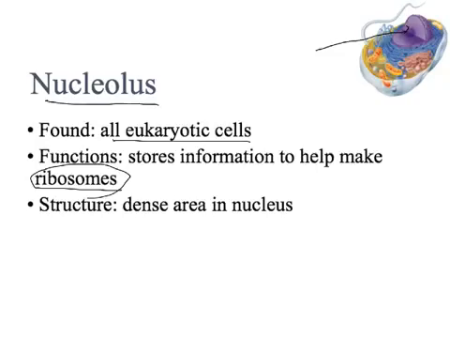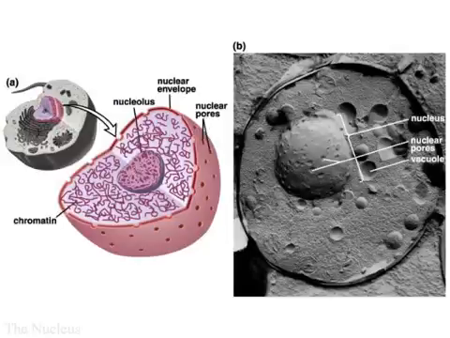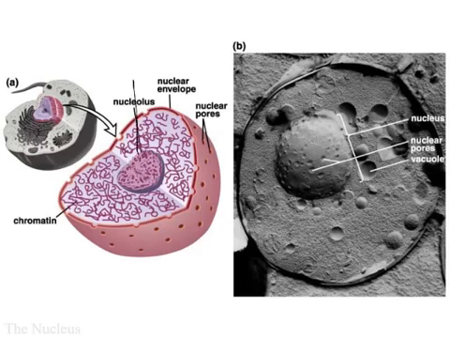So its structure is a dense, really condensed area inside the nucleus. You can see that the nucleolus is this dense section in the center of the nucleus, and here is a pretty cool electron microscope photo of the nucleus, and you can see here it's the nucleolus.